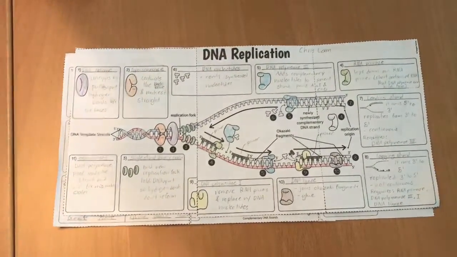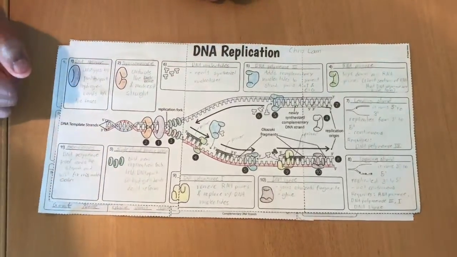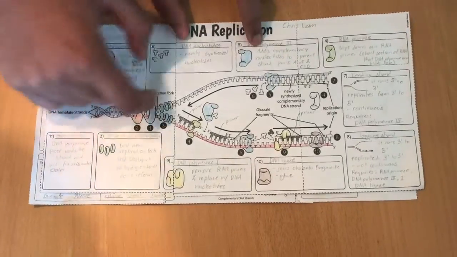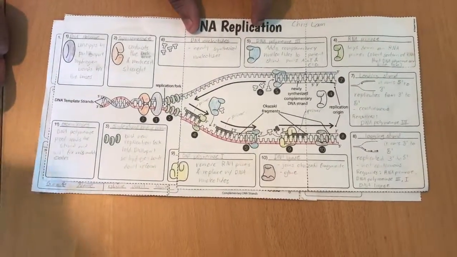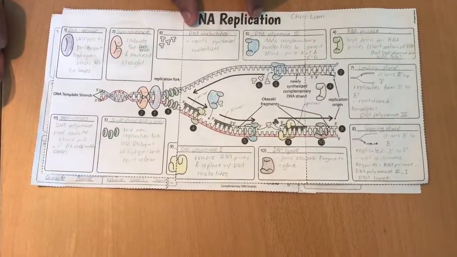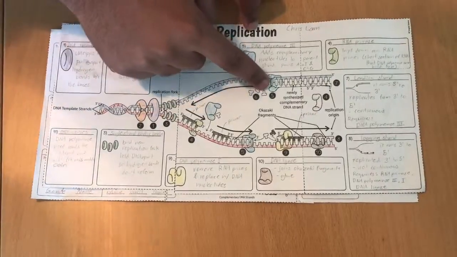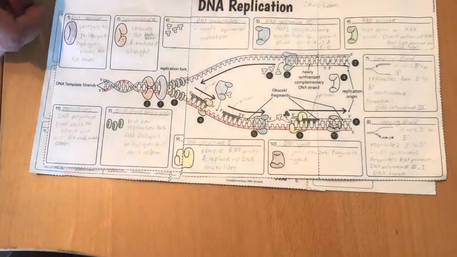Because DNA strands run anti-parallel, there are two different processes involved in replicating each strand. The leading strand, which runs from 5' end to 3' end, can replicate easily because the enzyme that adds nucleotides, DNA polymerase 3, can only add nucleotides to the 3' end.